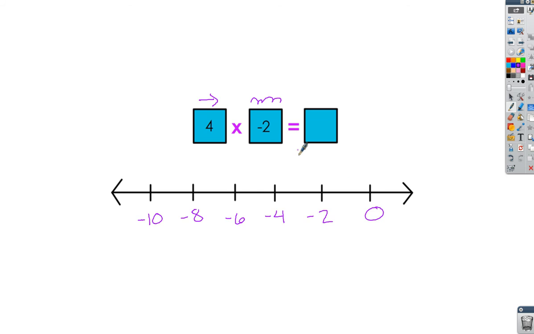Okay, so let's make our model. Our increments are 2, so we're going from 0 to negative 2 because we counted by 2s, and we're doing 4 arrows. We have 1, 2, 3, 4. We landed on negative 8. So 4 times negative 2 is negative 8. A positive times a negative is a negative.